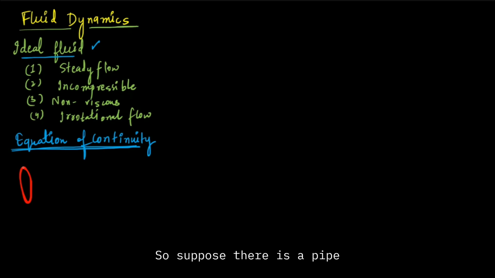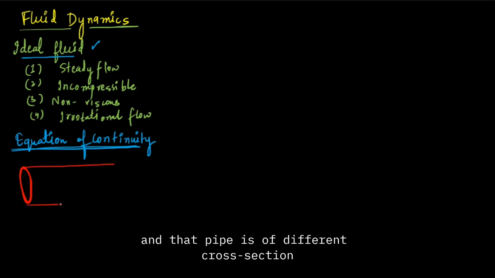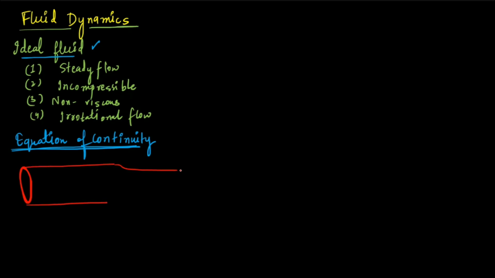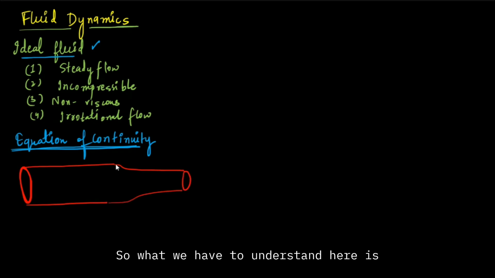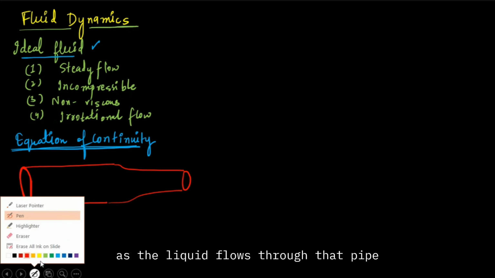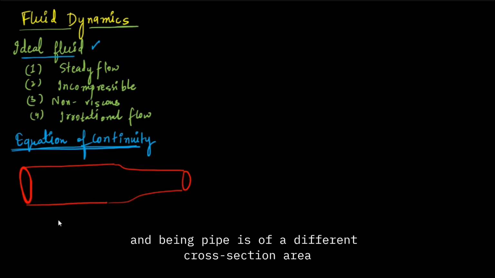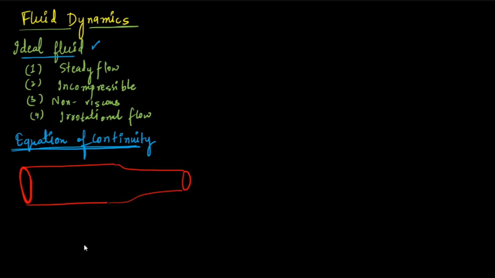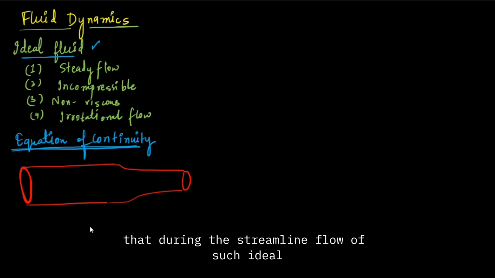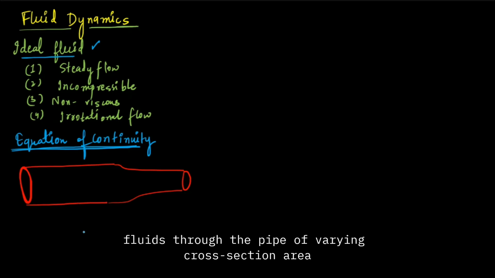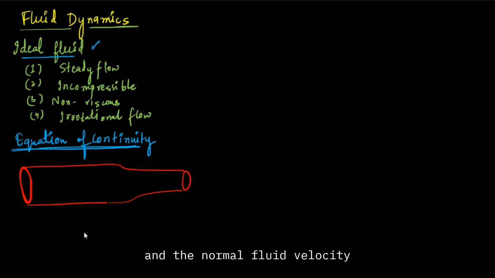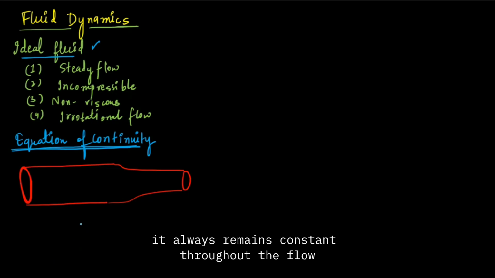So suppose there is a pipe and that pipe is of different cross section. As the liquid flows through that pipe, being of a different cross section area, what we need to understand here is that during the streamline flow of such ideal fluids through a pipe of varying cross-section area, the product of area and the normal fluid velocity always remains constant throughout the flow.